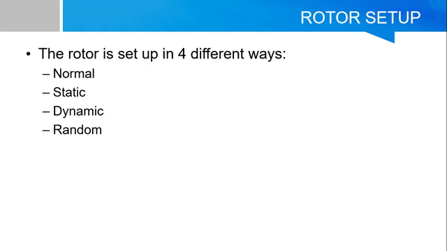The rotor has 4 different types of setup, which are normal, where there is no fault or error to be found. Then static, where a single object will be placed on one part of the rotor. The dynamic, which has 2 objects placed on the rotor directly perpendicular to each other, and random, where 2 objects are placed randomly on the rotor.